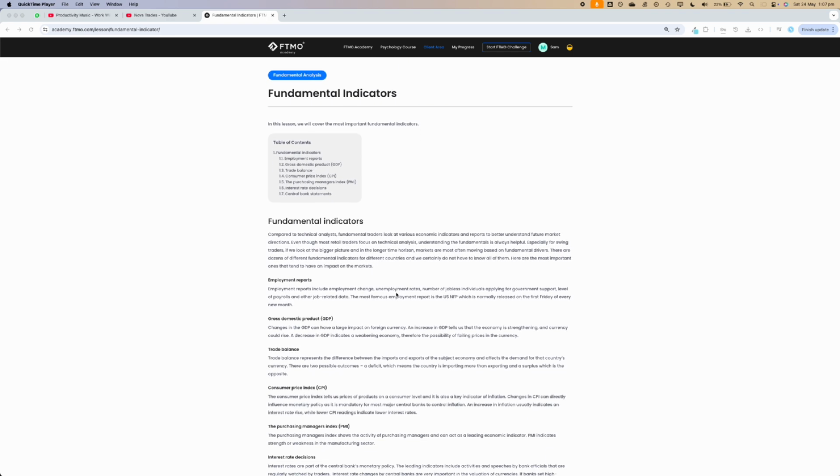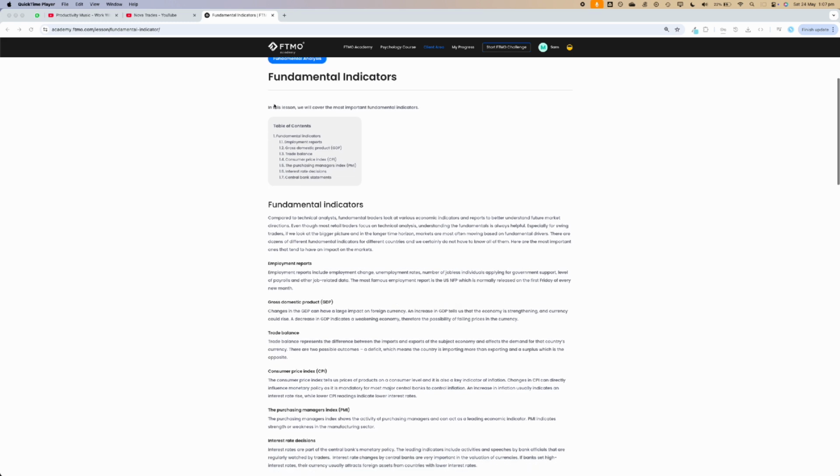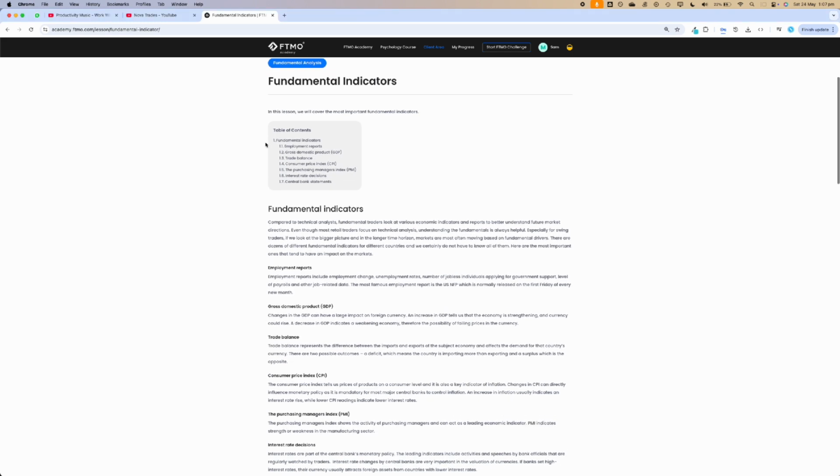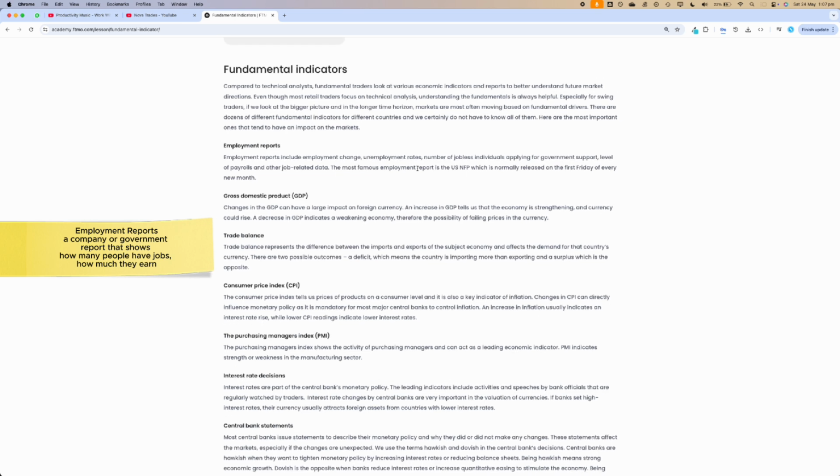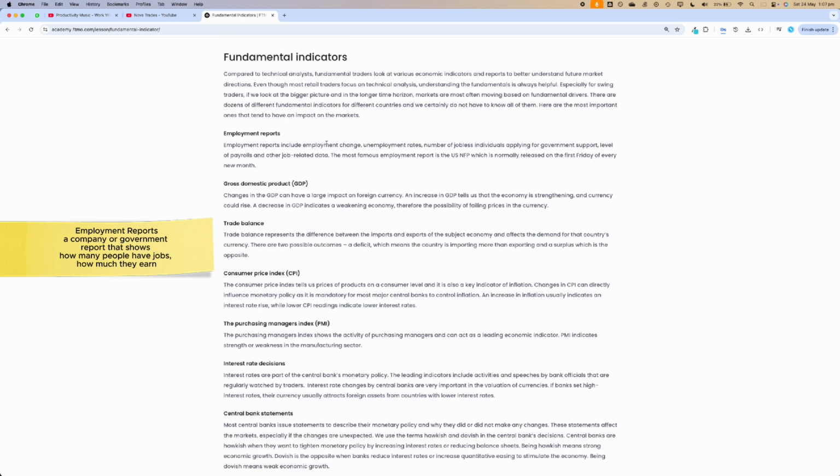What we're going to be doing today is fundamental indicators and going through some of them, because they are really important to understand in the news, like in your news calendar events. So the first one it talks about in the Academy is employment reports. Obviously they're just like different changes in the rates of employment in the country.